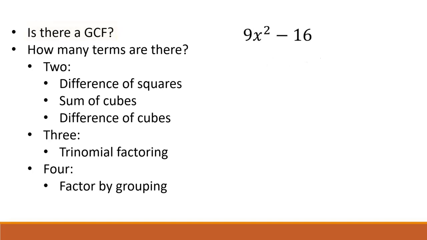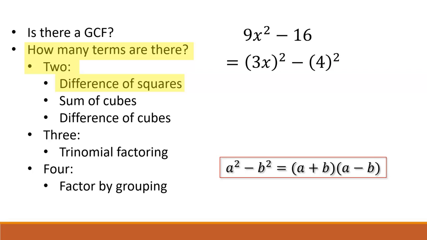Now let's look at how to factor 9x squared minus 16. There's no greatest common factor, so now we'll look at how many terms we have. We have two terms, so let's see if we have either the difference of squares, the sum of cubes, or the difference of cubes. 9x squared is a 3x that's been squared, and 16 is a 4 that's been squared. And with the subtraction in between them, that means we have a difference of squares. So now we can use our factoring formula for difference of squares to factor this into 3x plus 4 times 3x minus 4. And we're done.